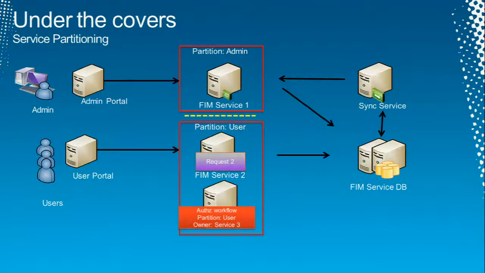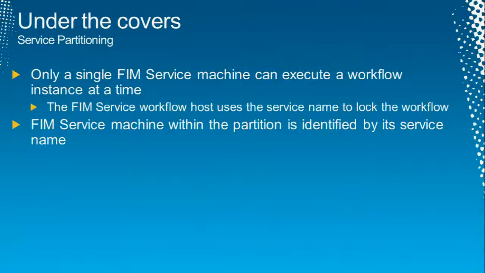And the workflows, as you were saying, have an affinity not only to the partition, they also have an affinity to the machine. So a single workflow can only be executed by a single service machine. In fact, what the FIM service workflow host does is that when it's picking up the workflow for processing, it locks the workflow with the FIM service name. This ensures that two FIM services are not simultaneously executing the workflow instance. They can both do authorizations, but only one particular authorization workflow instance can run on any one FIM service at a time, and across different partitions.